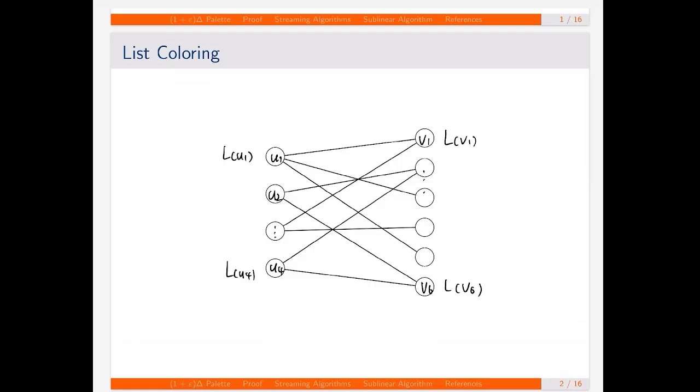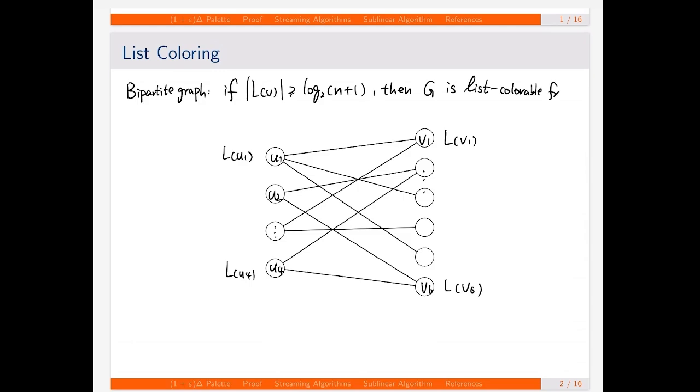In this special case, it's a bipartite graph, and every vertex has an individual list. We can actually show that for a bipartite graph, if LV for every V has size greater or equal to log of n plus 1, then the graph G is list colorable from L. By list colorable, I mean that there are no monochromatic edges, or in other words, there are no adjacent vertices with the same color.